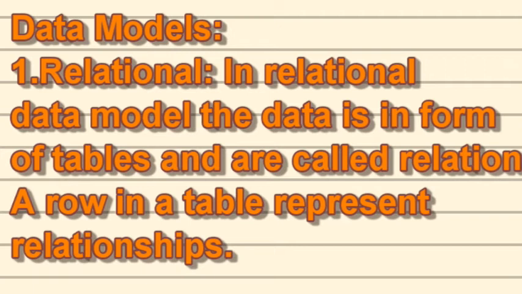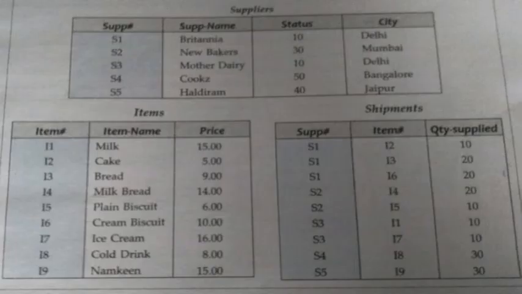When I'm talking about the relational data model, it is basically organized in the form of tables, that is rows and columns. All these things are called a relation. Now, whenever a row in a table represents a relationship among a set of values, that is called a relationship. So whenever I'm showing something in a row and then working accordingly, that is called a relationship. As you can see on the screen, this is a relational model.